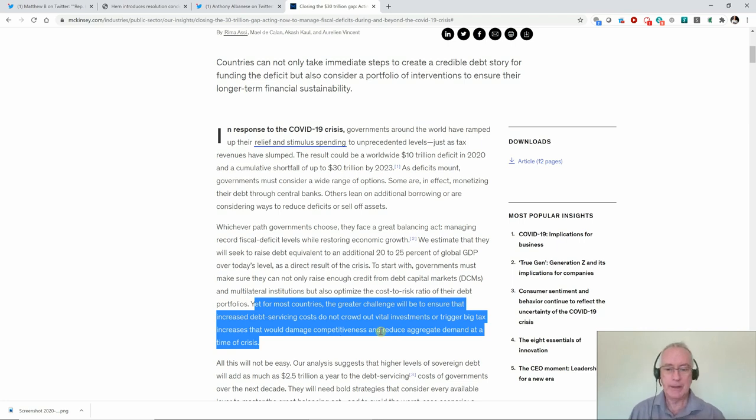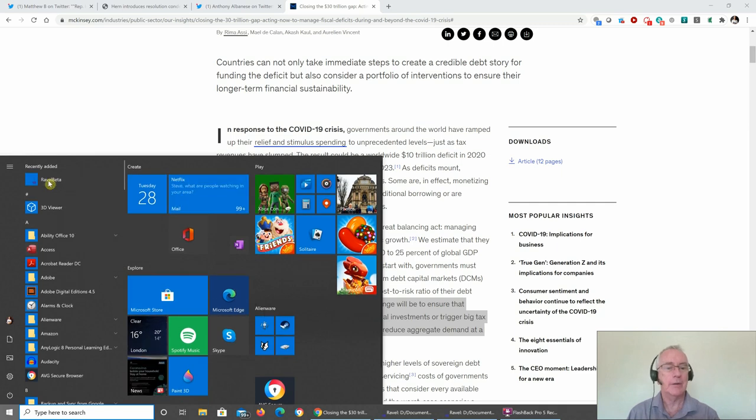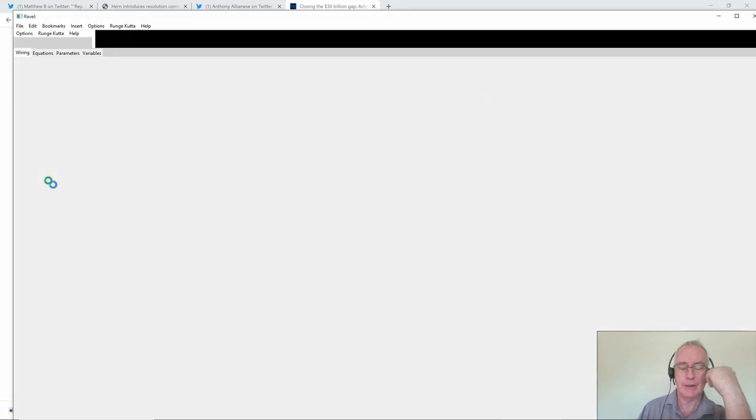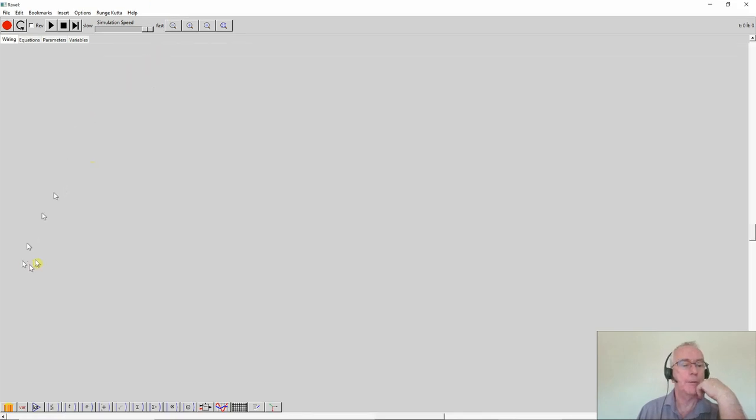So it's rather important to work out what the macroeconomic impact of modern monetary theory actually is. And I want to illustrate that using my software package called Minsky. This is another commercial version of what we call Ravel. That's neither here nor there for this demonstration.